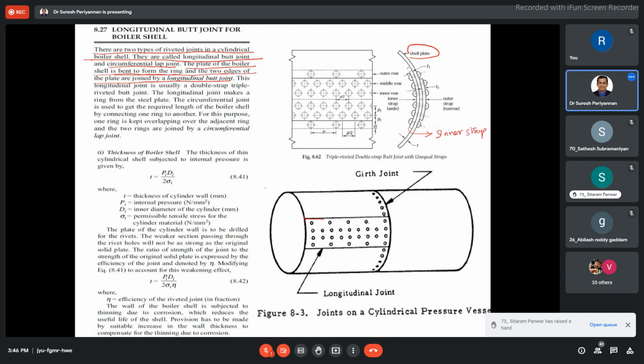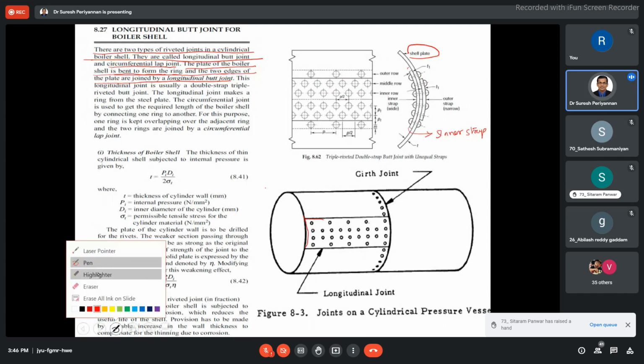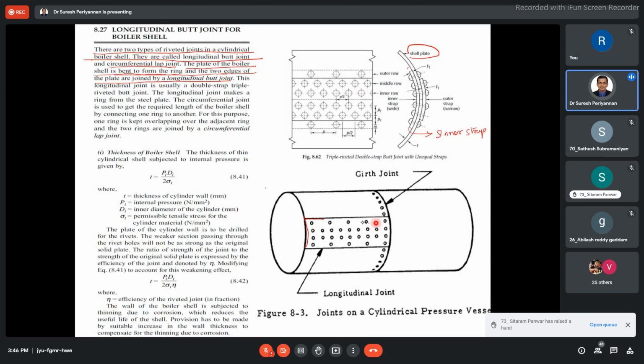Inner strap, outer strap, maybe here the same length. Whatever I am showing in this figure is for our understanding. In this figure, maybe the same length, same width, sorry, same width. But here the outer strap has a small width. In the side view, we are saying width. This is the width of the outer strap. Inner strap width is more. Now that's what we are saying here.